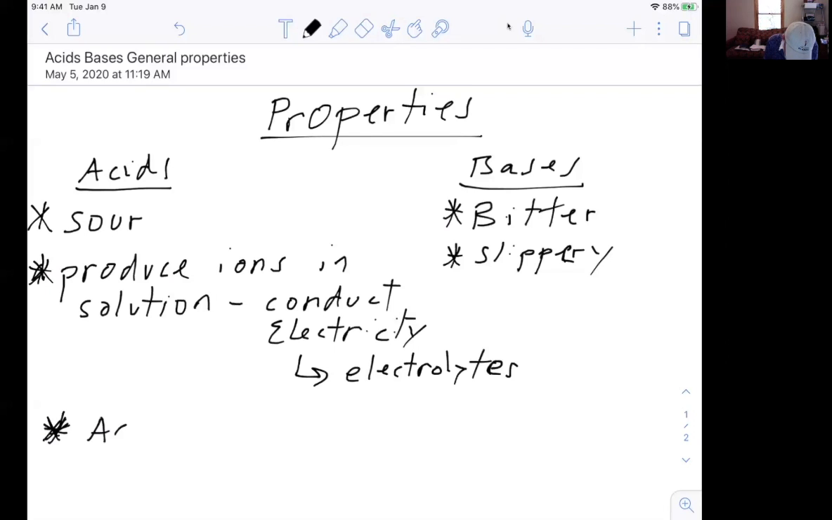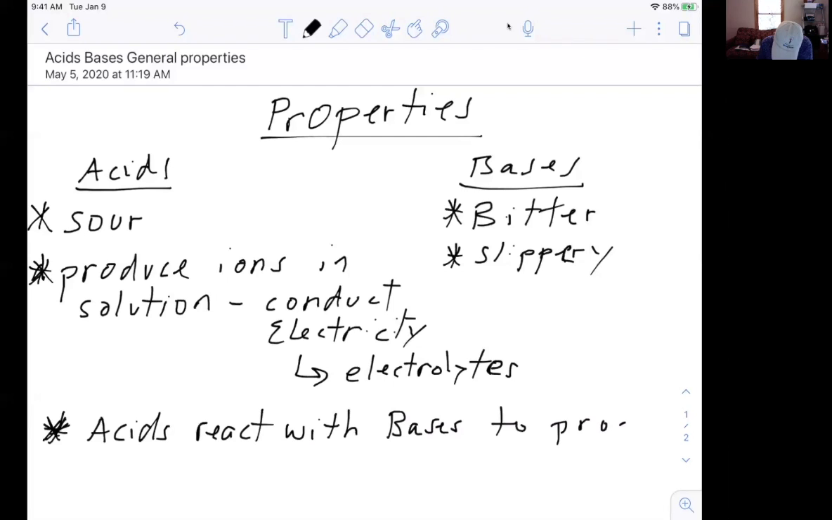Acids react with bases to produce salt and water. And that's true for both. I can just simply reverse it and say bases react with acids to produce salt and water. So that's true of both.